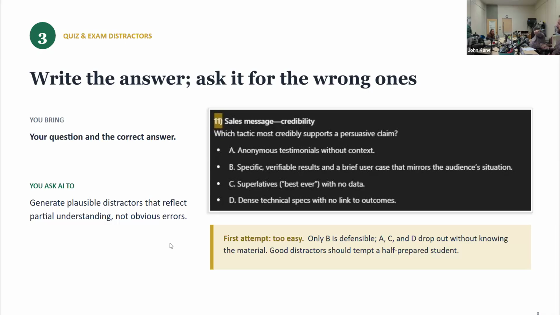What I found is a good strategy is to give it the question and the answer and ask it to focus on creating wrong answers, especially when it comes to multiple choice. One reason I switched to this is there's an example up here from ChatGPT, which I was using back in the fall semester and I don't use anymore.